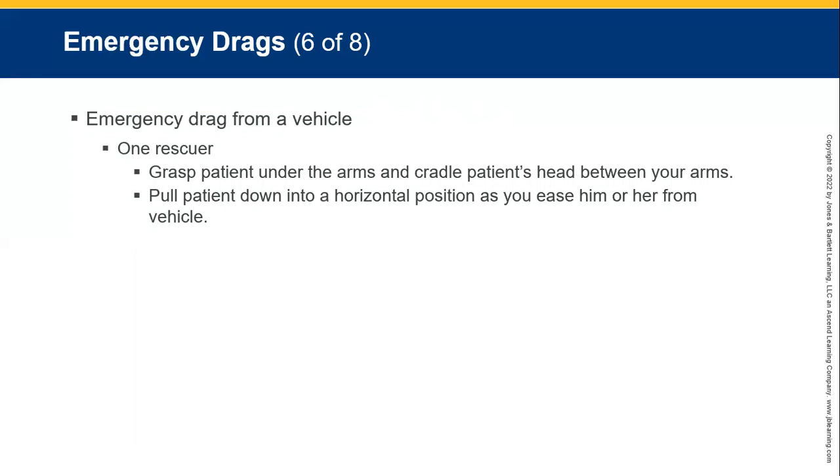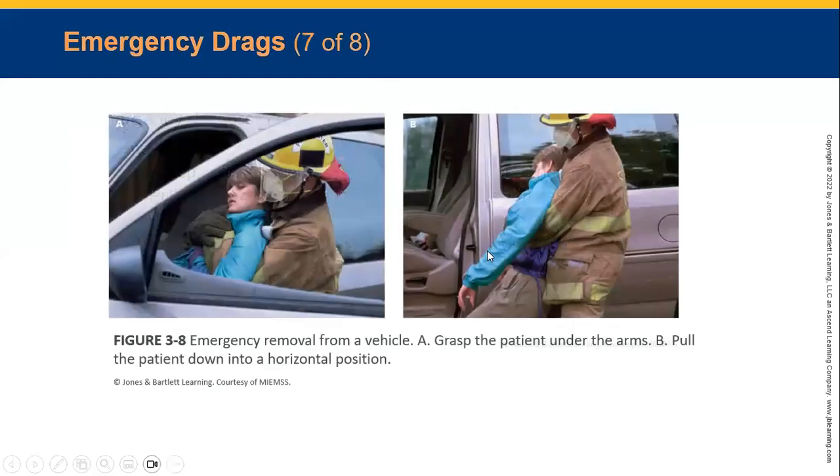Otherwise, get some sort of wedge or plank underneath them so that you can straighten them out and drag them across, that type of thing. There we go, that's an emergency removal. One person grasps under the arms, pulls the patient down into a horizontal position, and drags them from the vehicle.